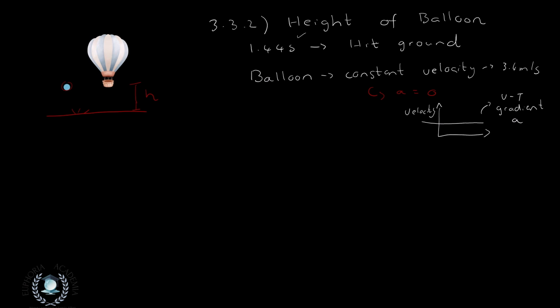Okay, now that that is out of the way, we can just substitute what we have. So we're trying to find the height, right? And downwards is still positive. Delta y is equal to our vi multiplied by our delta t plus half of our acceleration multiplied by delta t squared.